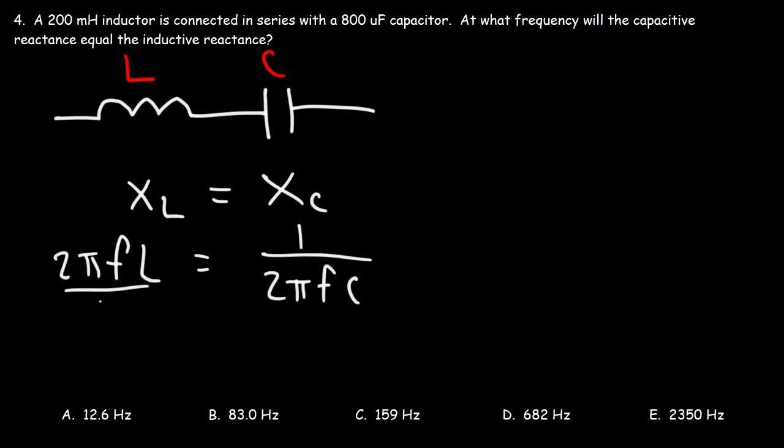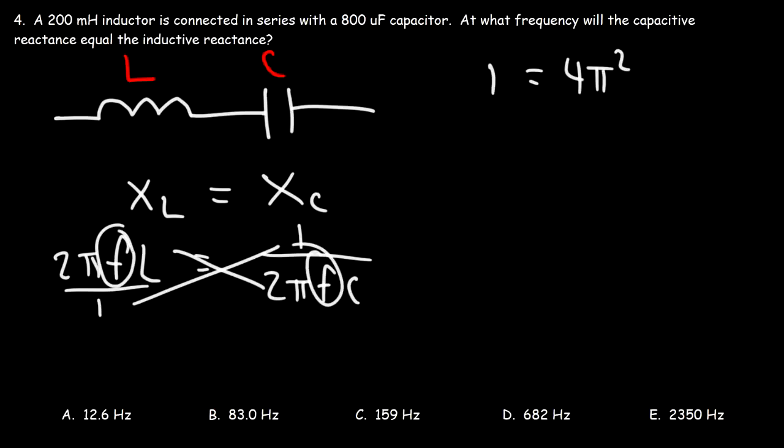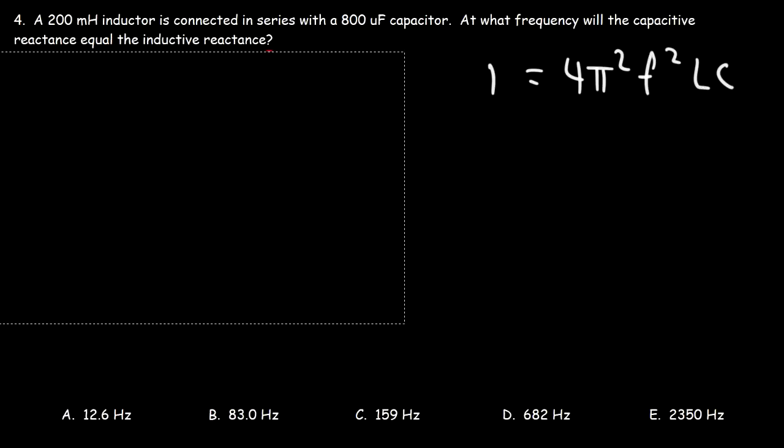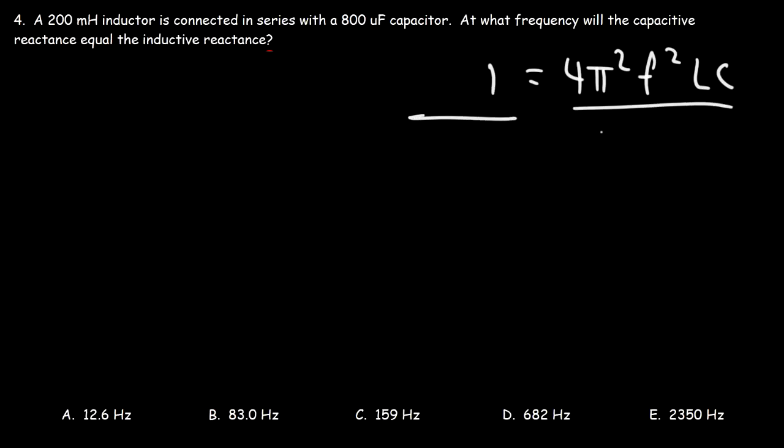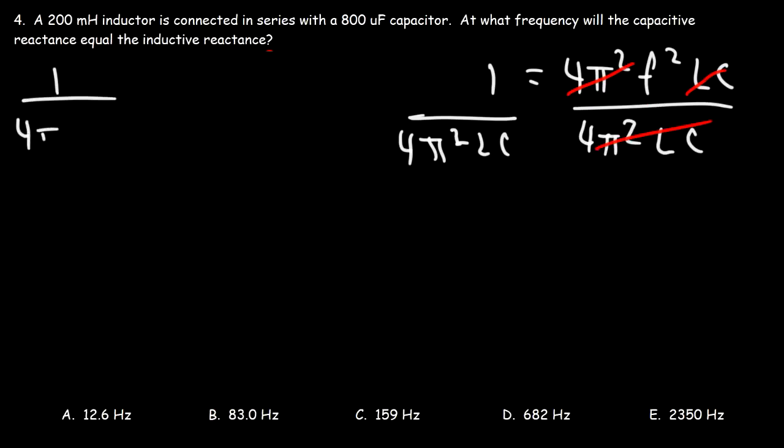So if we put this over 1 and cross multiply, this is going to be 1, and that's going to equal 2 pi times 2 pi is 4 pi squared, and then we have F times F, which is F squared, and then LC. So our next step is to divide both sides by 4 pi squared LC. So we have 1 over 4 pi squared LC is equal to F squared.